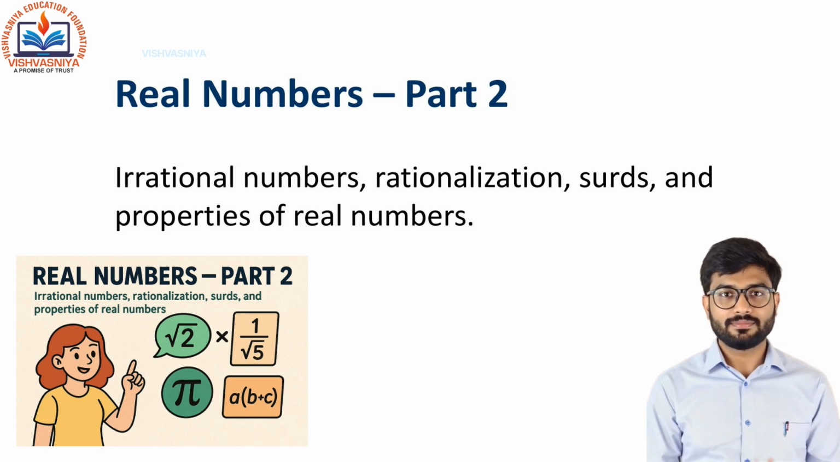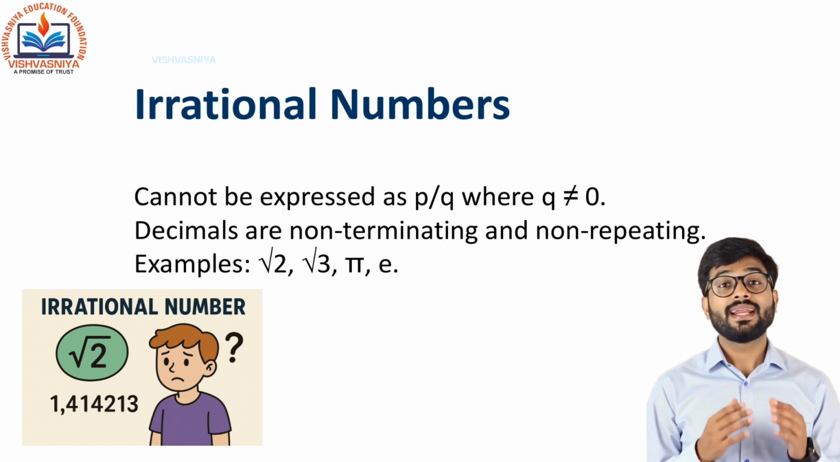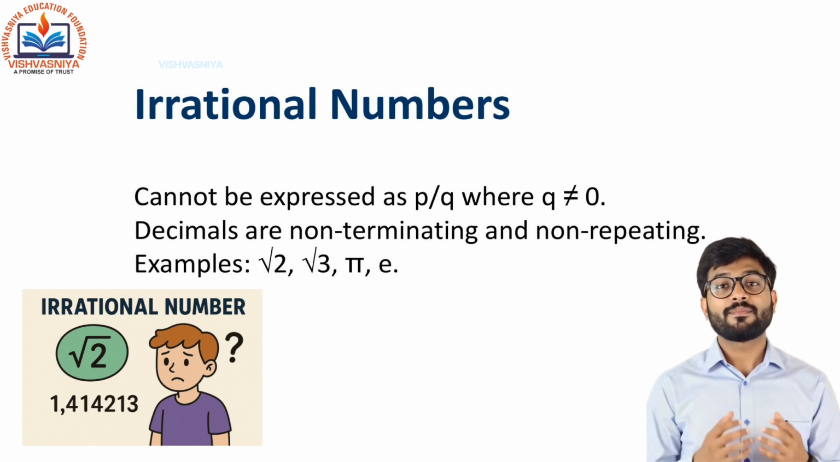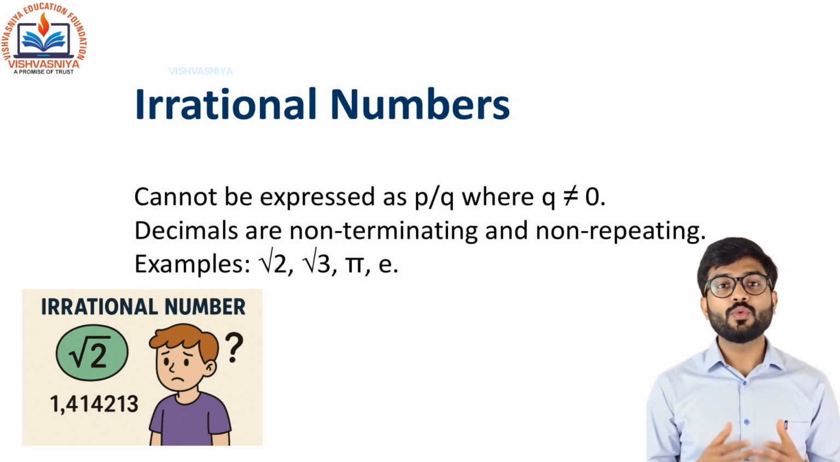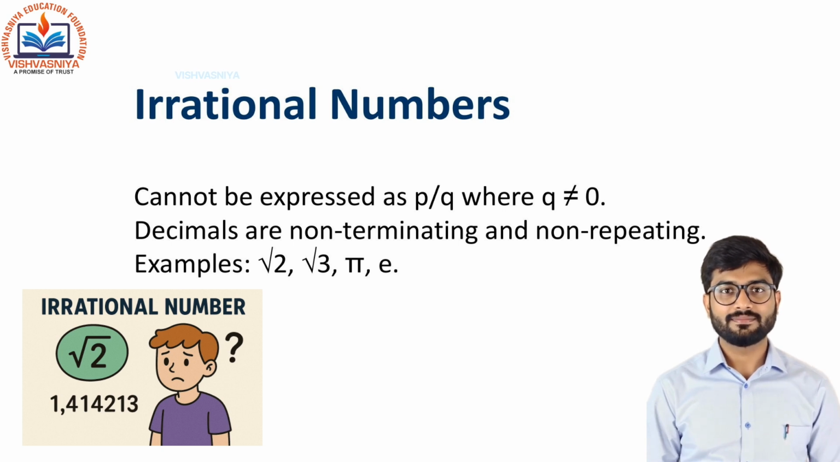Let's continue. Irrational numbers are those that cannot be expressed as p divided by q, where p and q are integers and q is not equal to 0. Their decimal expansions are non-terminating and non-repeating. Examples include square root of 2, square root of 3, pi, and e.